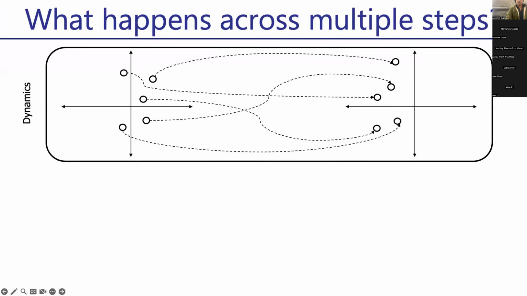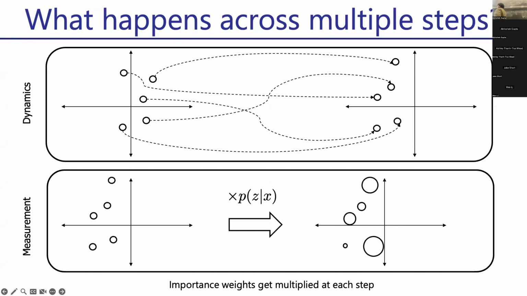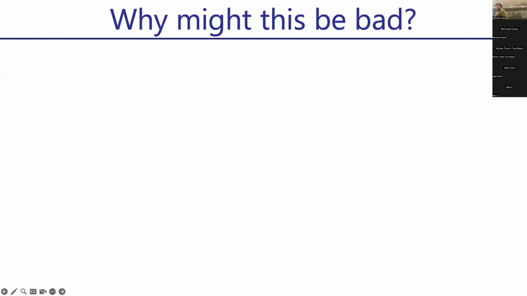Across multiple steps, in the dynamic step, you move the particles. In the measurement step, you change the weights. Let's consider the size of these circles to be the weights. You repeat this over and over, which means the particles are going to move and the weights are going to get multiplied every single time. So what are some issues that could happen?